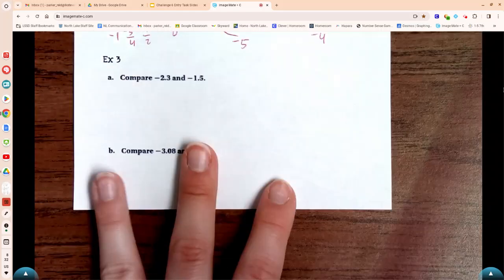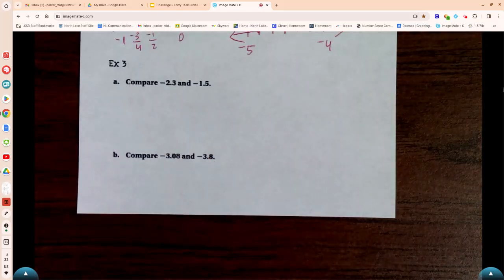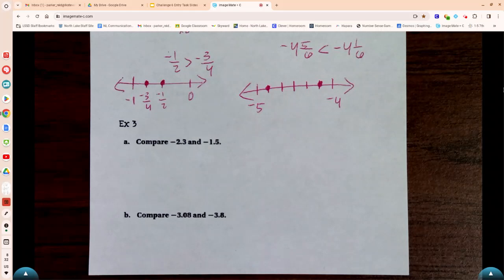And then our last two, we're now going to compare some negative decimals. Again, the reason we're doing the number lines on all of these is because you do have to be able to create a number line that is counting by a consistent pattern, like going up by halves or fourths or sixths or something like that. You have to be able to know where those things fall.